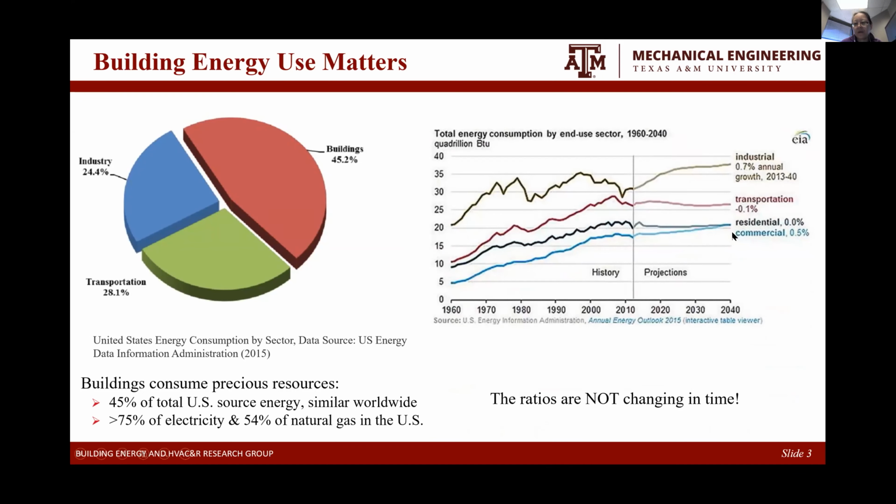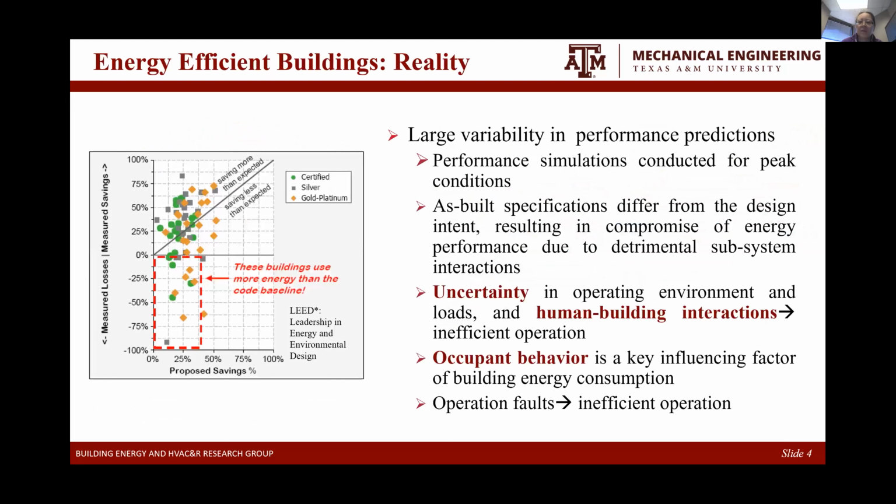This figure is kind of old. The numbers were generated in 2012, but you can still see the point I'm trying to convey here: in the next 20 years, the energy consumption from both residential and commercial buildings is still going to be significant. So lots of government agencies, national labs, and industries have been working hard trying to improve energy efficiency in buildings. But in reality, there are lots of inefficient buildings.